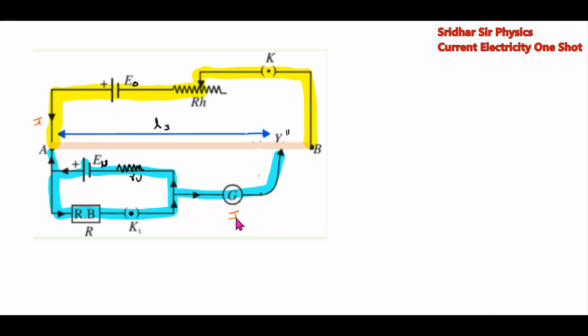Current through the galvanometer will be 0, but there will be a flow of current here, and no current here. And no current will flow here, but there will be flow of current here. And as usual, this current I will flow. This current I will not branch, because current through the galvanometer is 0.